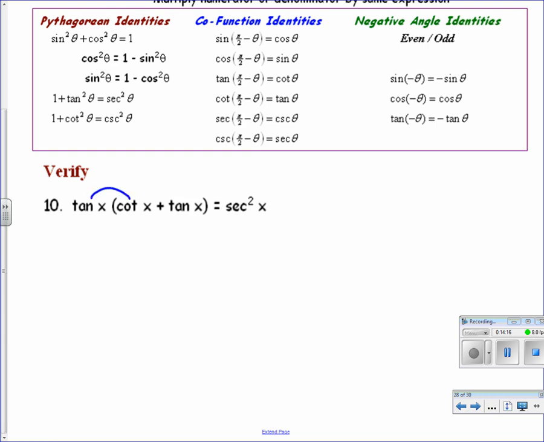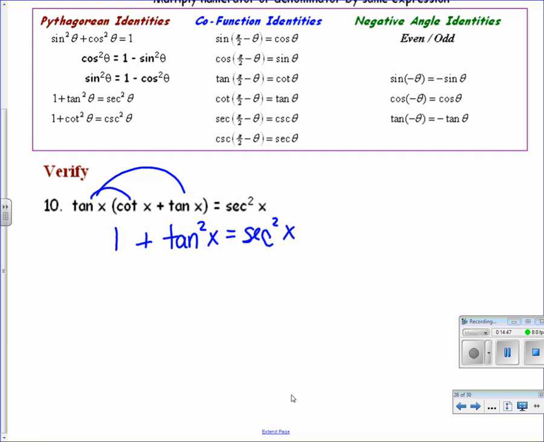So this is where you have to think something really smart. What if I do tangent of x times cotangent of x? It's 1. They're inverses. Plus, now we're going to do tan of x times tan of x. So that'd be tangent squared of x. But wait a minute. Oh, yeah, you're thinking right.